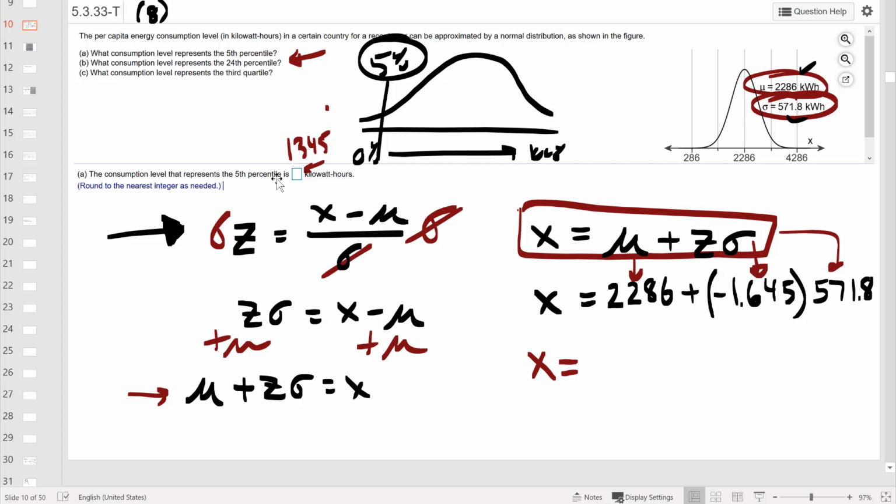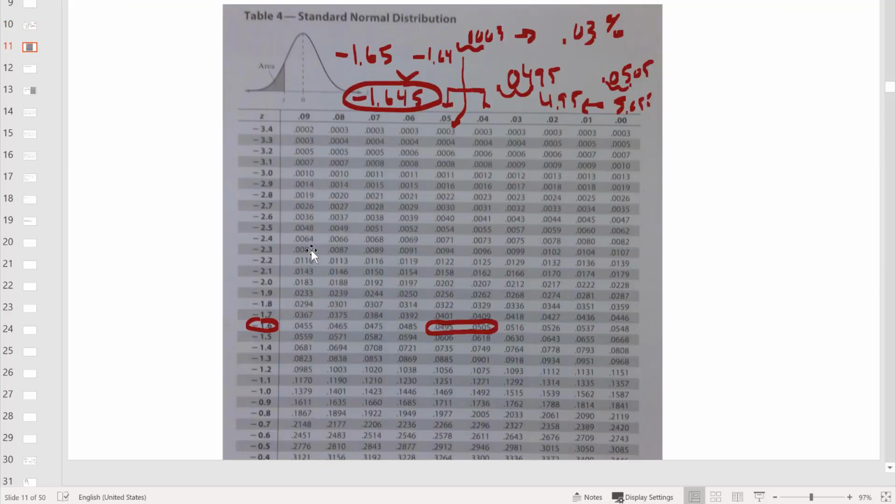Okay, so let's go back to our graph. And we're going to look for 24%. 24% is going to be somewhere. Ooh, notice it's right here. So notice I have 0.2389. Then I also have 0.2420. Okay, so the number's somewhere between these guys.